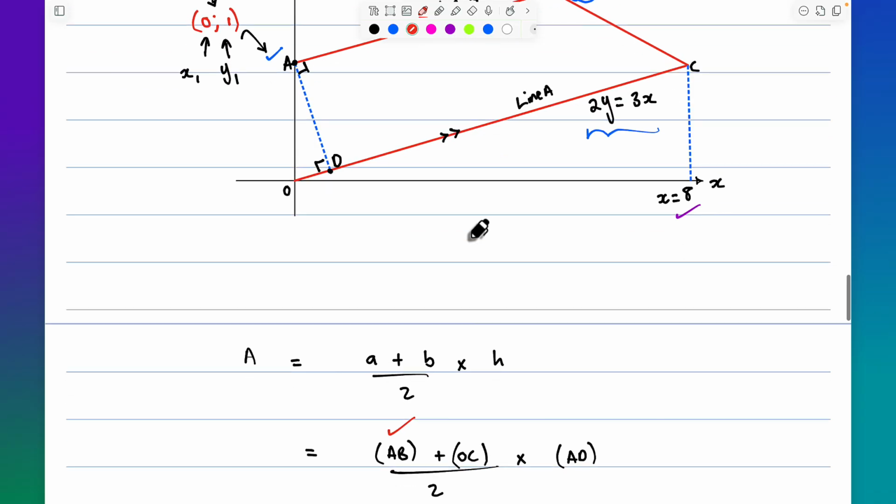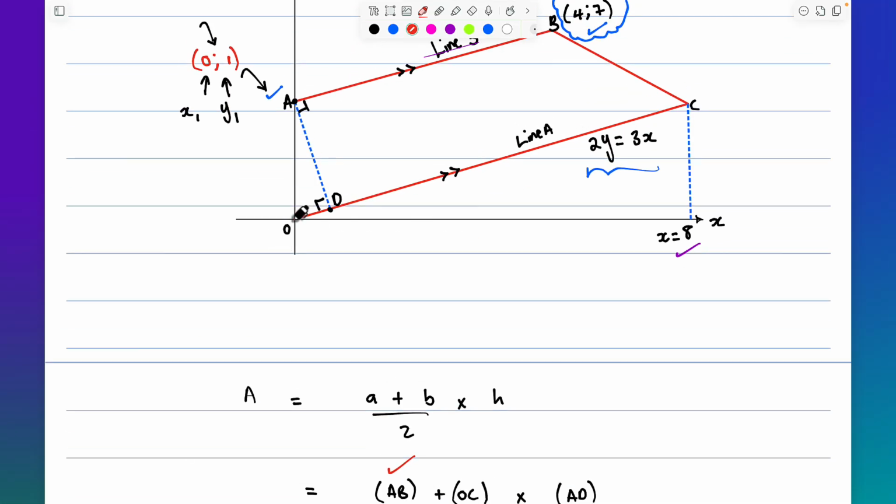Now OC is a bit tricky, right? Because remember again, between those 2 points, we still need to know the coordinates of this first point. This point is at the origin, so that's 0, 0. That's easy. The tricky thing is with your C, because we know that this point has an x value of 8. But what's the y value?